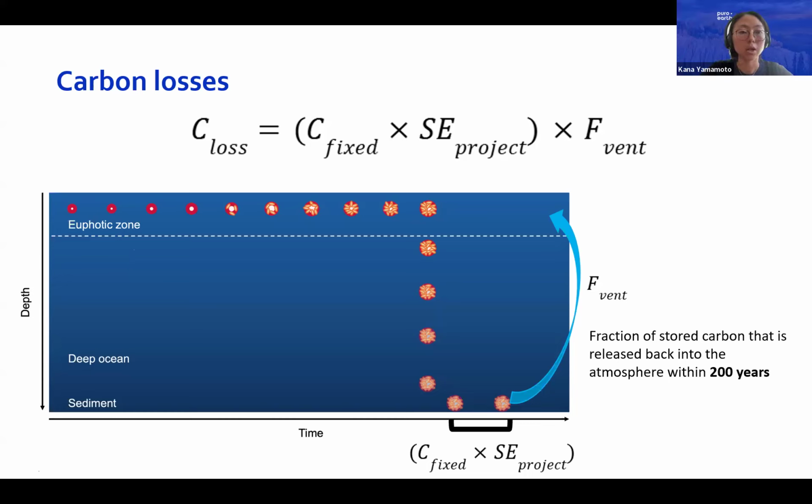And we add this third term, which is this fraction ventilated. Now, in this case, because the permanence year is a minimum of 200 years, the fraction ventilated is going to be the amount of carbon that has been mixed out and re-emitted back into the atmosphere within those 200 years before your durability. Next slide, please.